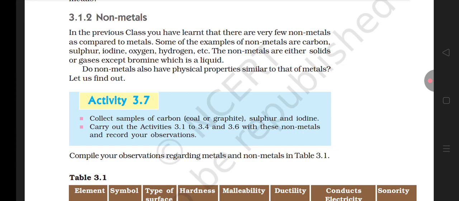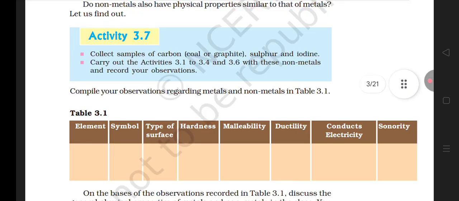Lead and mercury are poor conductors of heat. The reason behind this is that mercury is liquid at room temperature, isn't it? And lead also has a very low melting point, so that's why. Now, do non-metals have physical properties similar to those of metals? Let's find out. Whatever properties you have read about metals, just do the opposite of them, and you will get the properties of non-metals as well. Now, see activity 3.7. Collect samples of carbon, coal or graphite, sulfur and iodine. Carry out activities 3.1 to 3.4 and 3.6 with these non-metals and record your observations. Compile your observations regarding metals and non-metals in table 3.1.